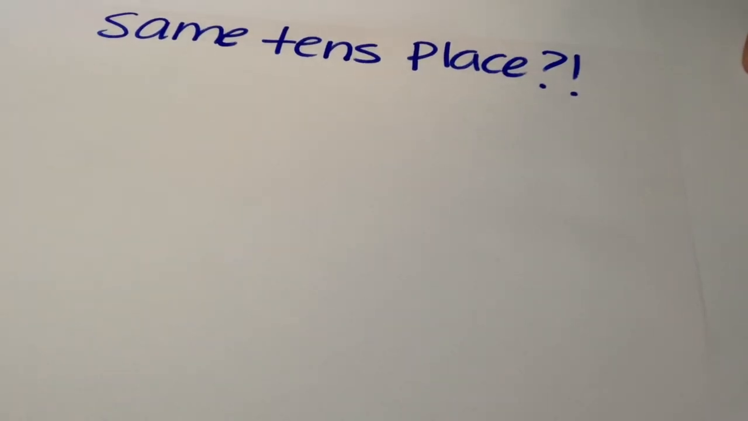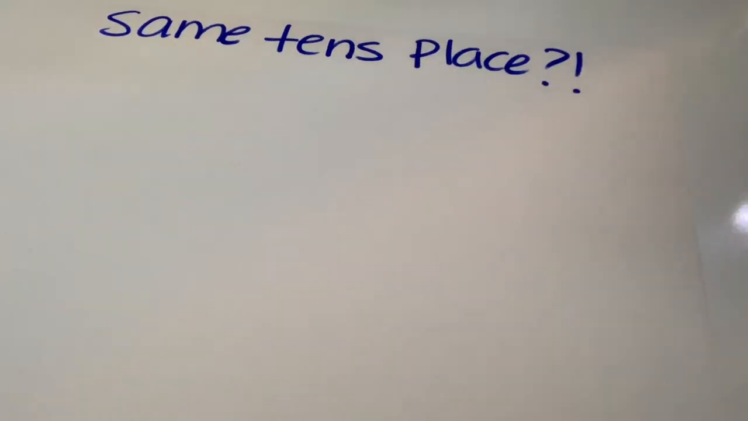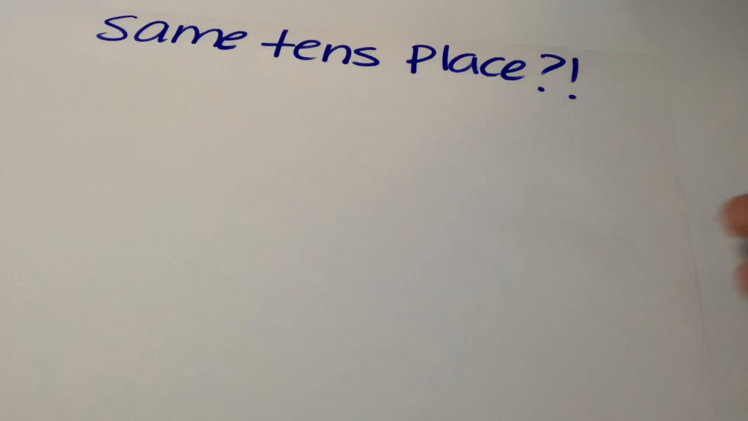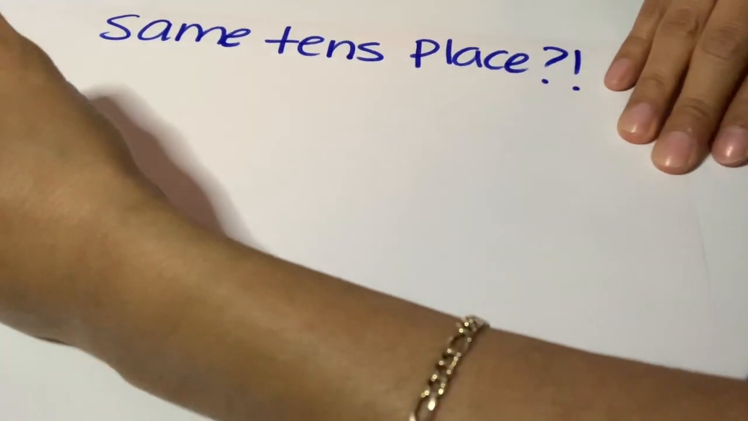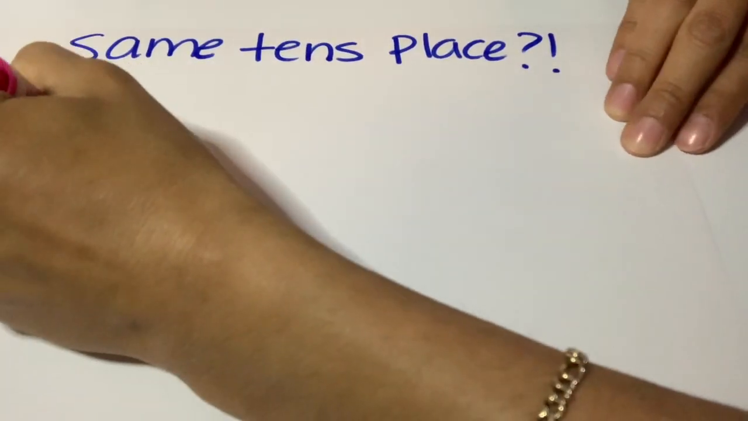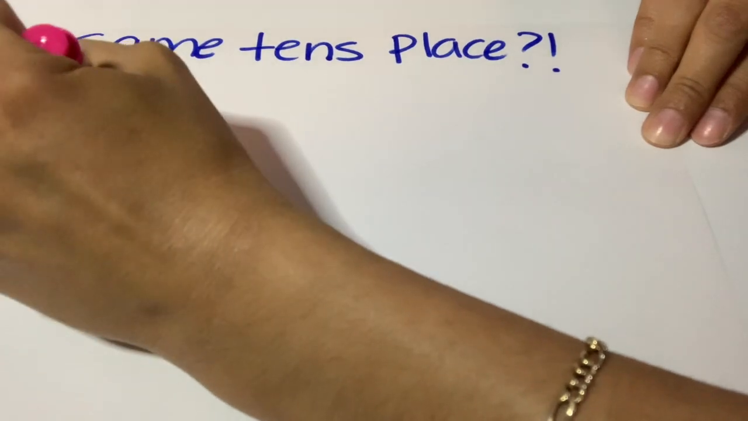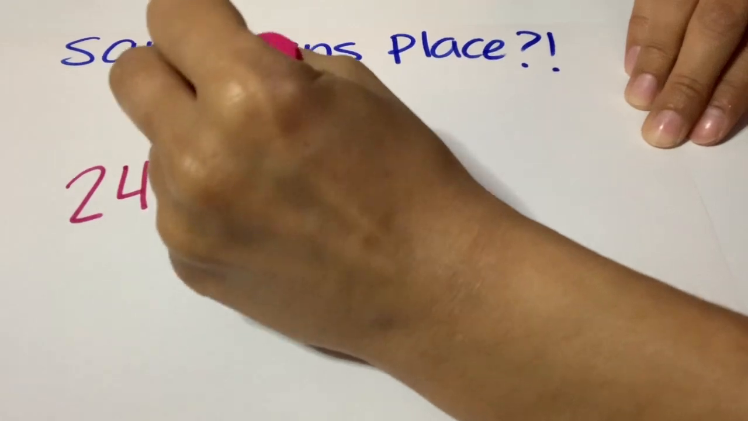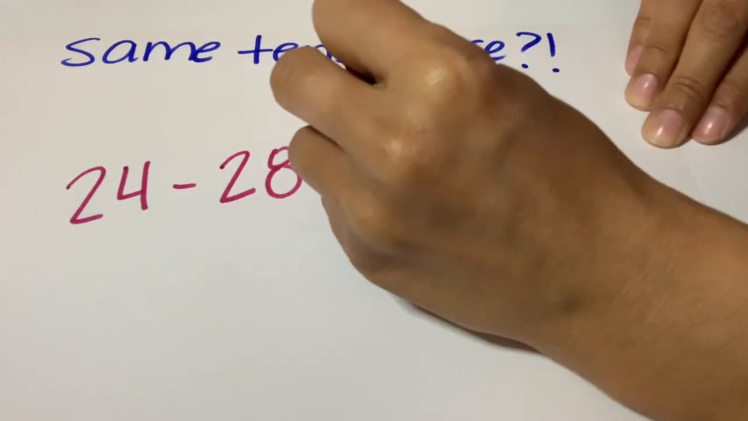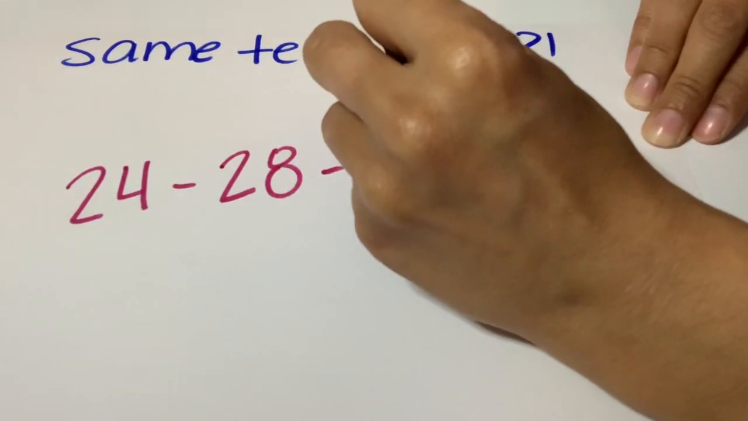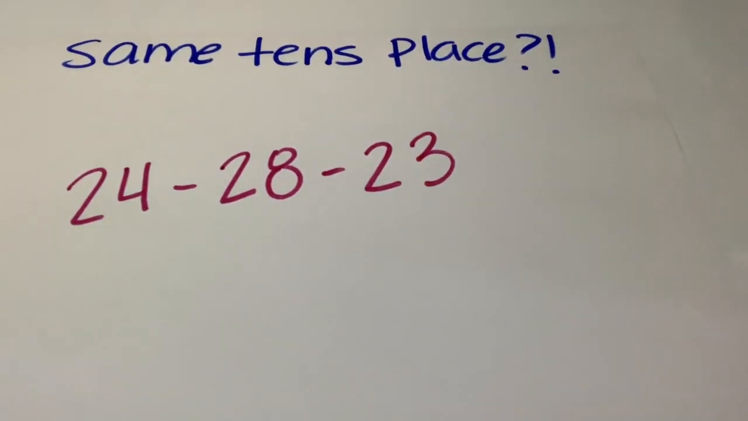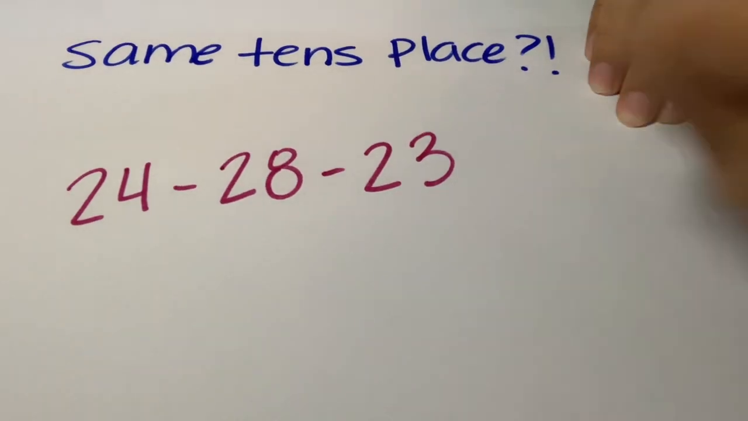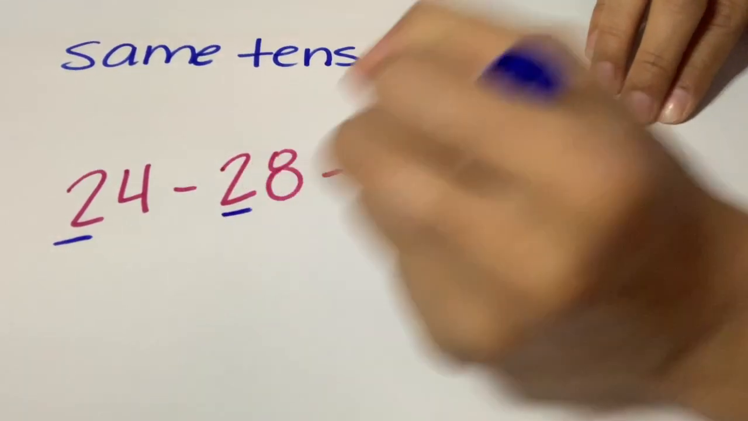So what happens when we have the same tens place? Don't get scared. It's pretty easy. So let's write some numbers down like that. Let's say that we have 24, 28, and 23. Okay? Now, the little problem that we have here is that all the tens place are the same.